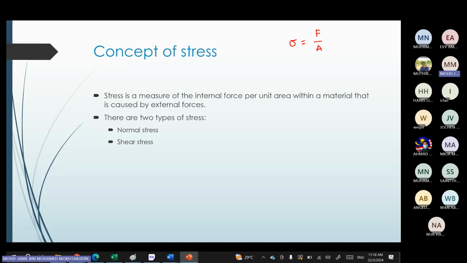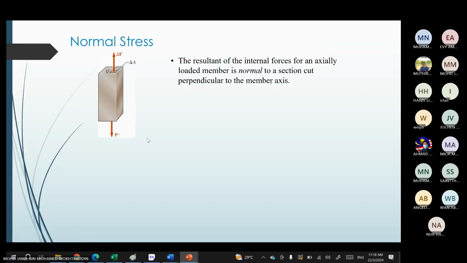Okay, but there are a lot of definitions of stress that we will cover today. What sort of area we want to use, what sort of force we want to use to determine the stress. So it's the internal force per unit area within a material that is caused by external forces. So we have two types of stress: normal stress and also shear stress. Later on we will see what is normal and what is shear stress.